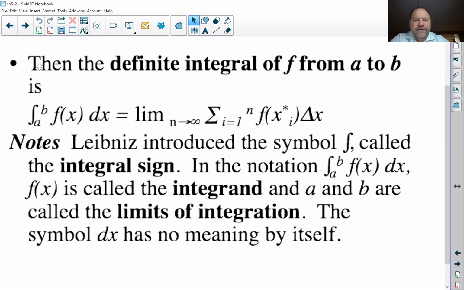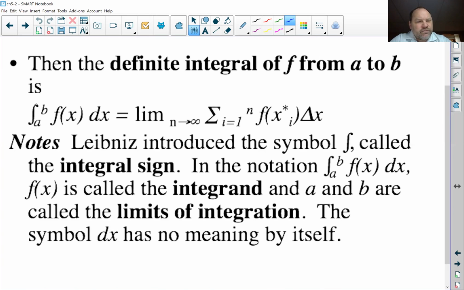Then we define the definite integral of that function from a to b. So here's the notation. The integral from a to b of f of x dx is the same as taking the limit as n approaches infinity of the sum from i equals 1 to n of f of x star sub i times delta x. Again, that should be somewhat familiar from Tuesday.